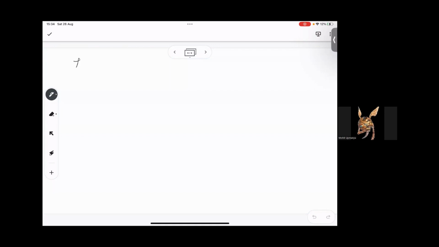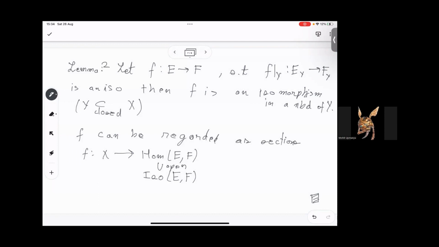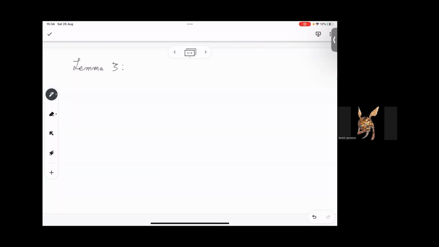So any questions? Right. Okay. I think I need numbers here, so this was lemma one, this was lemma two. And now we're going to deal with lemma three. Let E, F be vector bundles on X such that F is a map from E_Y to F_Y which is an isomorphism. So given an isomorphism from E_Y to F_Y on a closed subset, of course, as usual, Y is closed in X.